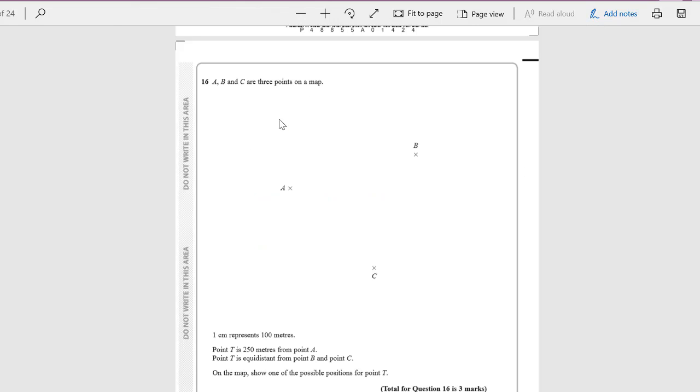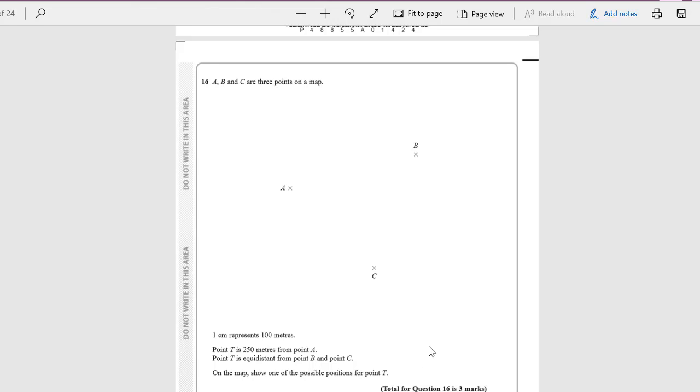Okay, question 16. It says A, B, and C are 3 points on a map. 1 centimeter represents 100 meters. Point T is 250 meters from point A. And point T is equidistant, which equidistance means it's equally distant from point B and C. And on the map, show one of the possible positions for point T.